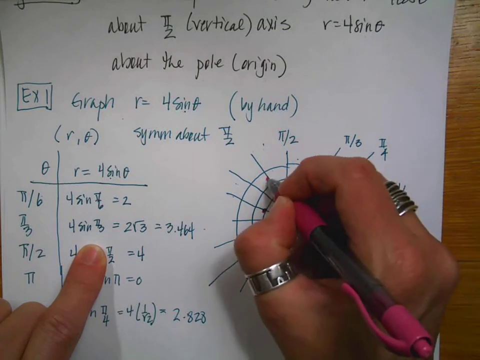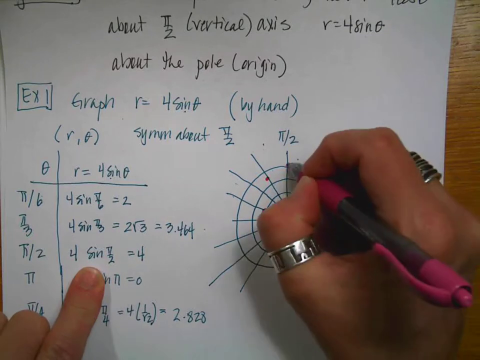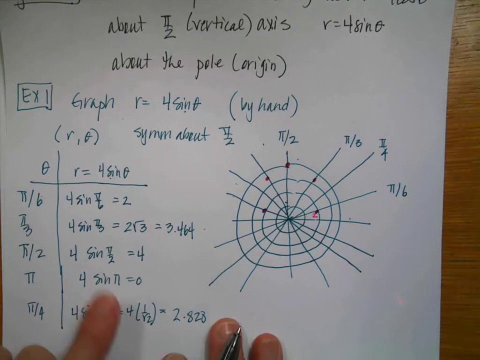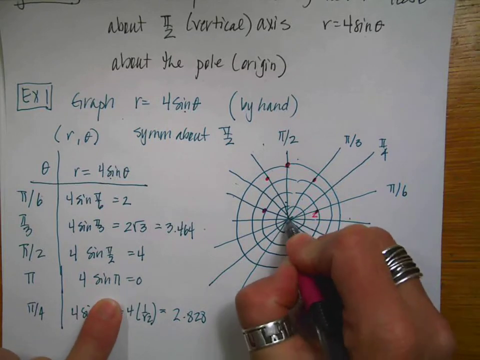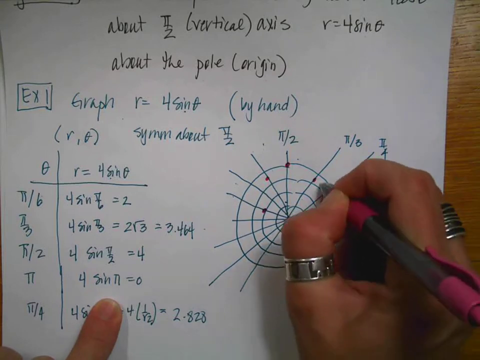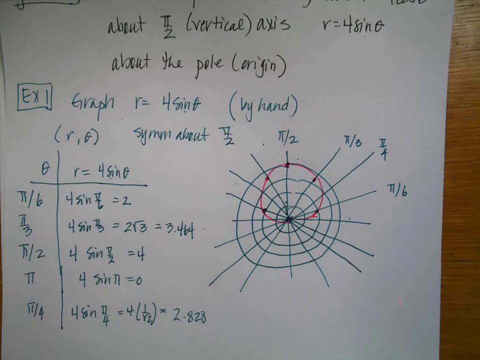Reflect it across the axis, and it's going to be right there. At pi over 2, the radius is 4. It's sitting on the axis, so I don't need to reflect it because it just maps right back onto itself. And at pi, the radius is 0. So if you'll notice, when I connect my dots, I got a cute little circle. So that's supposed to be a circle.